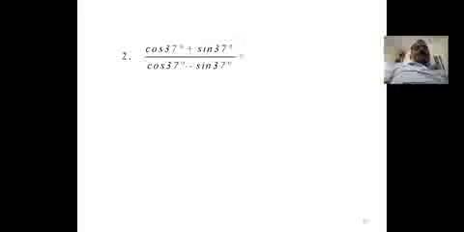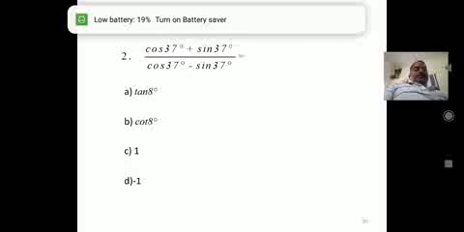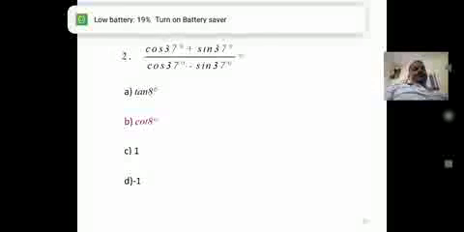Next, find the value of cos 37 degrees plus sin 37 degrees by cos 37 minus sin 37. It is already discussed. With the help of numerator and denominator, divide by cos 37. Then it becomes 1 plus tan 37 by 1 minus tan 37. That is tan of pi by 4 plus theta, where theta is 37. So tan 82 or cot 8. Now tan 8 is the wrong option. Cot 8 is the correct option. So B is the correct option.